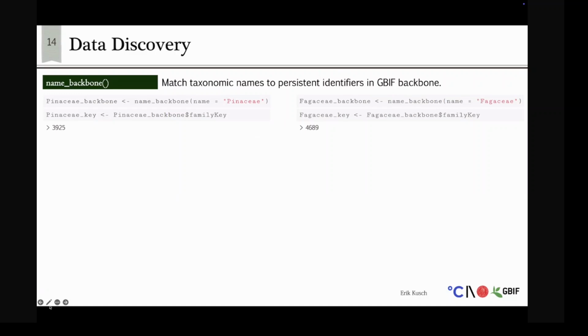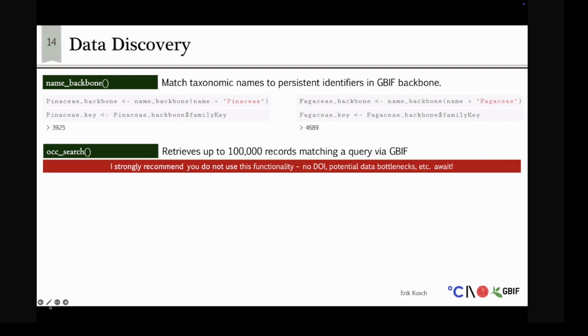So now we have our persistent identifiers. How do we find data within GBIF or understand what information GBIF makes available to us regarding these two families? There are 2 functions that you could use, and I will strictly advocate against the first, which is occ_search. You will see this crop up, and I want to tell you about it because I don't want you to use it.